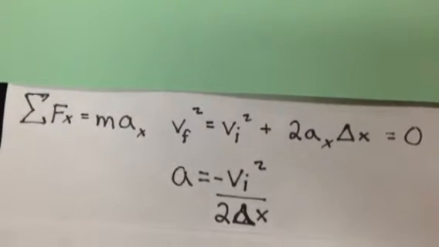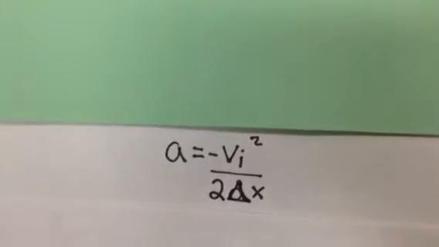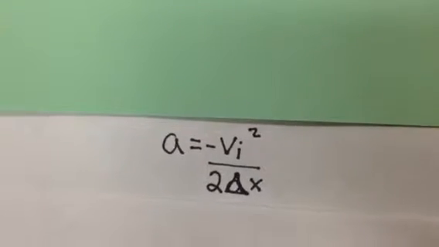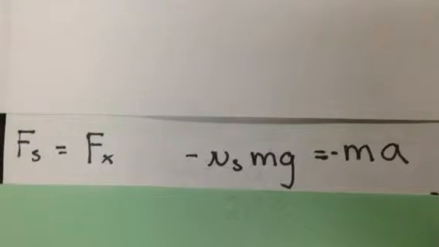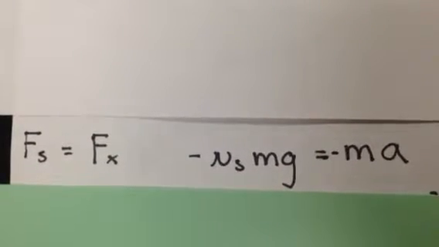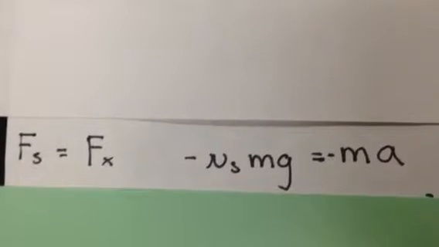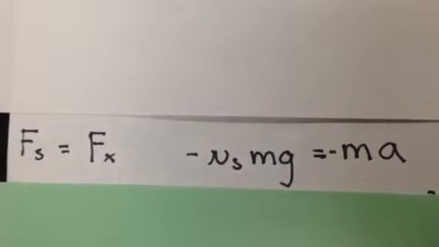And we want to solve for acceleration. After solving, we end up with a equals negative v initial squared over 2 delta x. Now we know that the force of static friction is equal to the force in the x direction. So we get that negative mu s mg is equal to negative mass times acceleration.